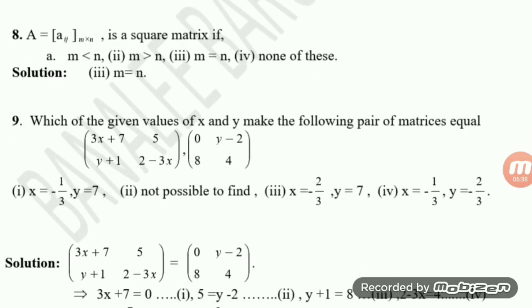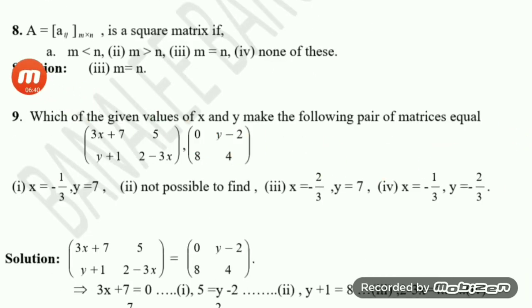Your question number 8 is an optional question. A is equal to aij, m by n, is a square matrix if, which one is the correct option? Obviously, square matrix means what? Rows and columns are equal. So m and n are the rows and columns. So the correct option is 3.